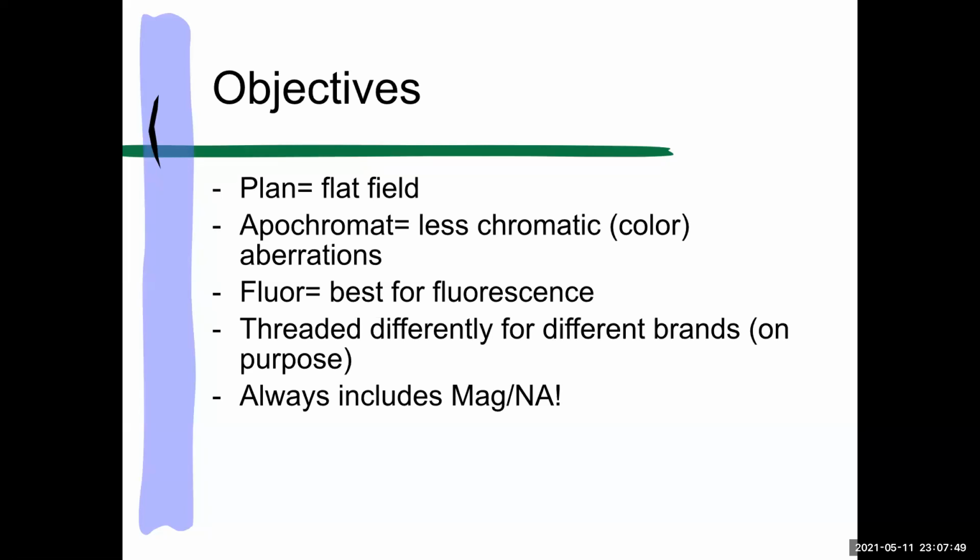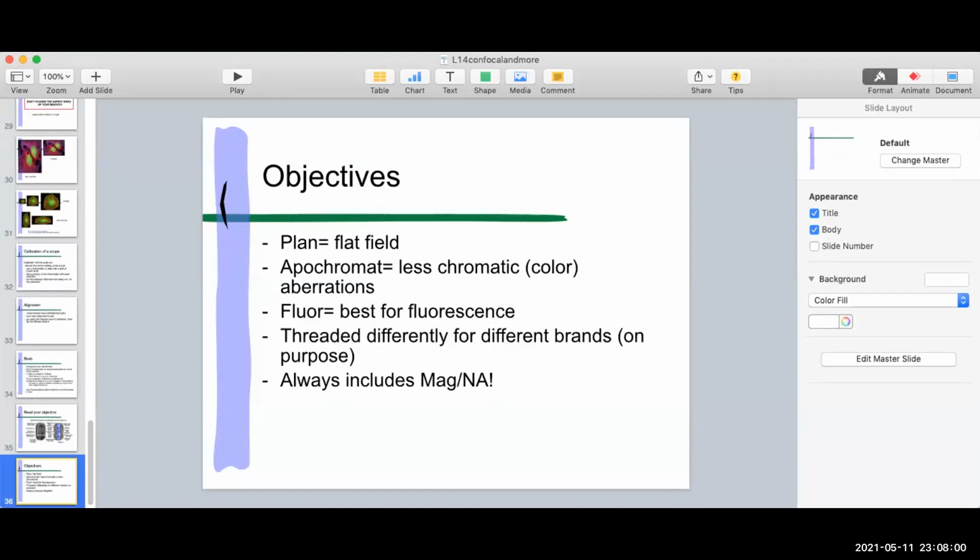They always include the mag and the NA, and the NA is what you really care about, and you really always want to know about your objective when you're imaging. I think that's it. That is it for this semester.